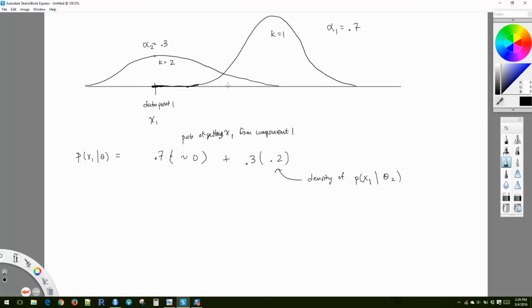Whereas if we get a data point here, we realize, okay, there's a mixture between component 1 and component 2. Does this make sense? So we're taking into account the value of the density at that point, but also the weights, the relative likelihood of being in this group or that group. Okay?